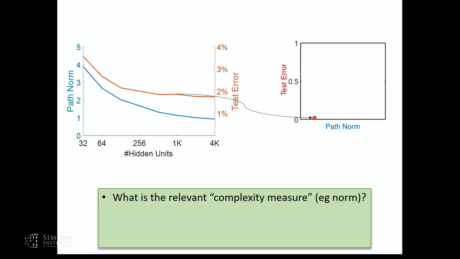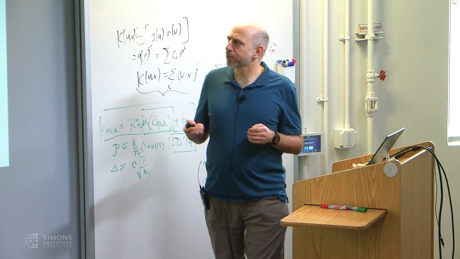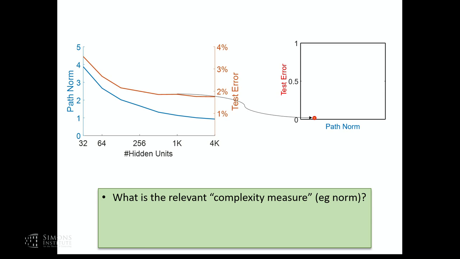All we told the optimization algorithm to do is minimize the training error. And it did minimize the training error. It found the global minimum of the training error. How do I know I found the global minimum? The error is zero, so it's definitely a global minimum. So the optimization algorithm did what it's supposed to do. And what it found is a solution that generalized well, with a small test error, and also had a small path norm. So now the question is, why did it do that?